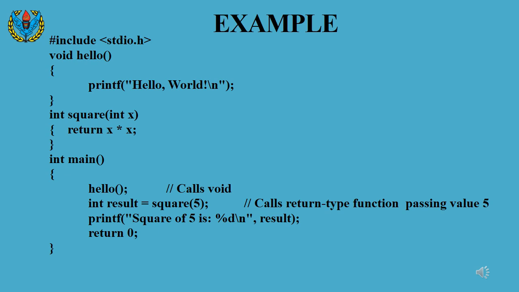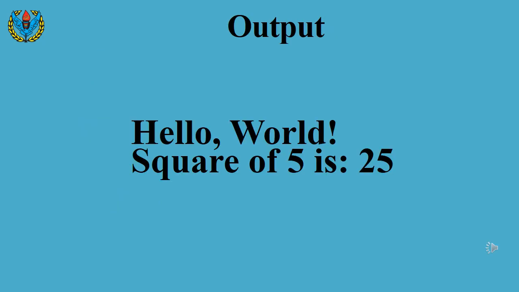In this example we have two functions. One is the hello function, which returns hello world. Another one is the square function with integer x, which returns the square of that value. In main we are calling these functions and they give us the output. This is the output of the following program: Hello world, square of 5 is 25.